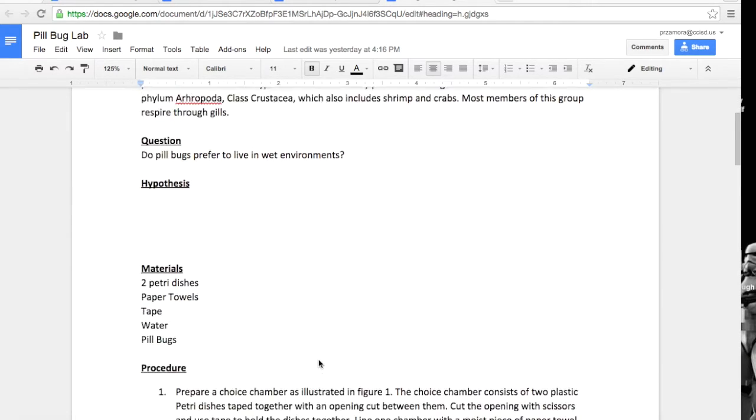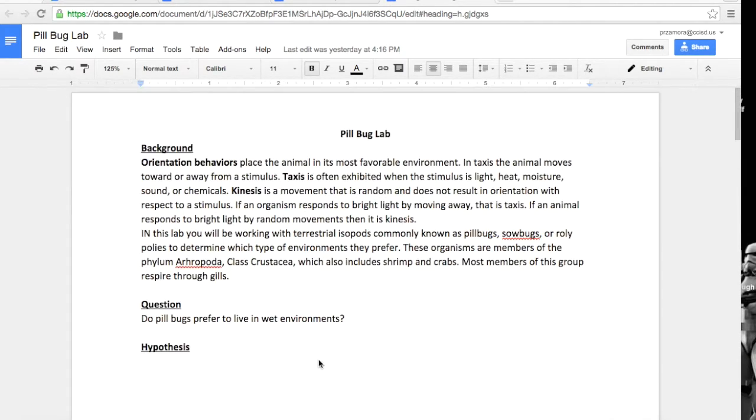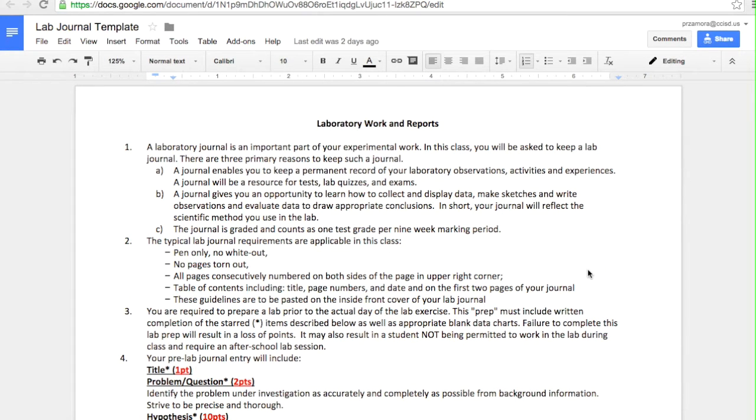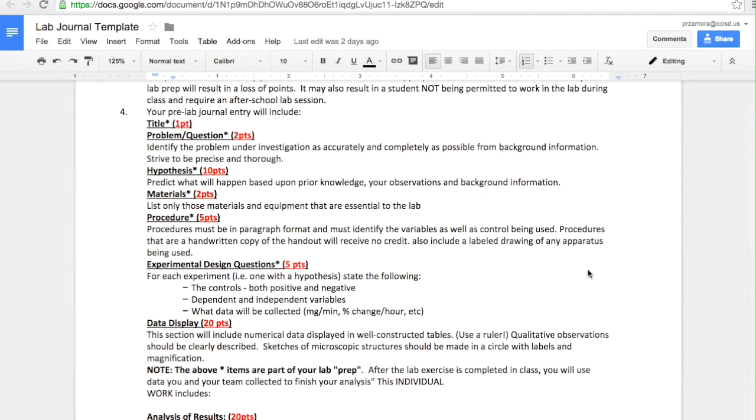Your job was to take all this information and transfer it into your lab journal using this format that I provided for you. This is the Laboratory Work and Reports Guide. The first three sections of this guide discuss the importance of keeping a lab journal as well as the requirements for said lab journal. The fourth section is a template that you are to follow when you are completing your labs in your lab journal.